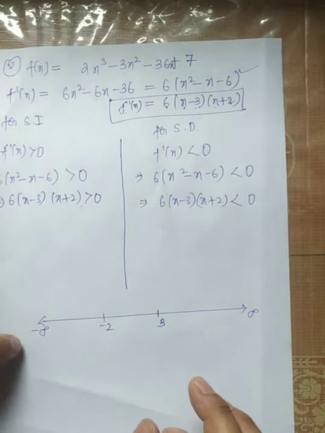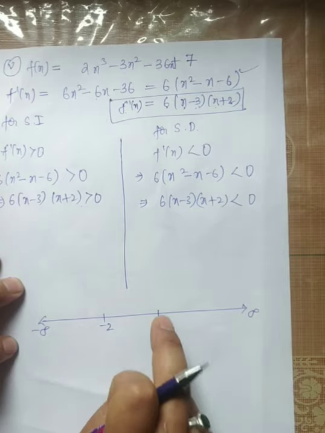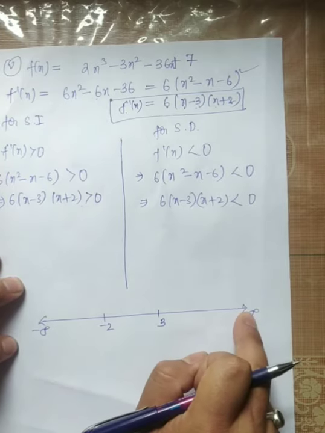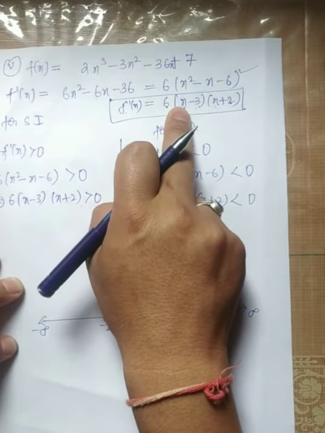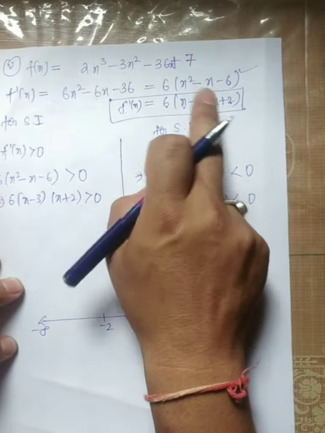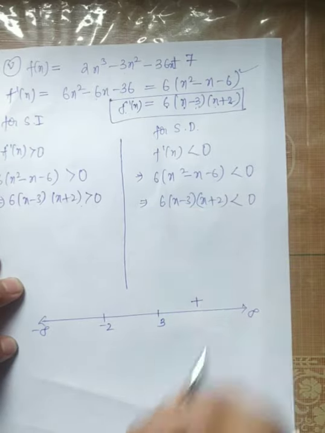Now in these three intervals our answers are there. Let us see. I'll start from here, with 3 to infinity first. You put 4 here. If you put 4, this is positive, this is positive. So positive into positive is positive. The value of f dash of x is positive.